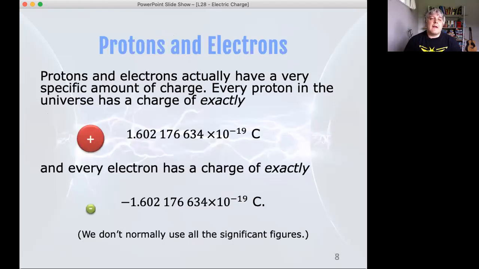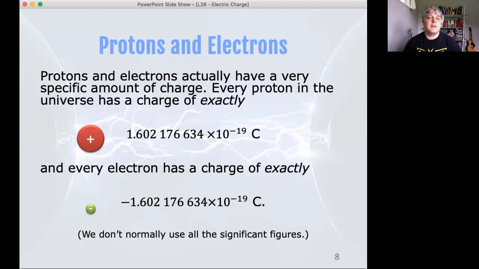Protons and electrons have very specific amounts of charge, very specific, right? This is not a roundabout number. This is exactly this number. This is the amount of charge on a single proton: 1.602176634 times 10 to the minus 19 coulombs. That's it, exactly. There's no uncertainty about what comes after that 4. It stops at the 4. If you keep writing the number, it would just be a continuous line of zeros. That is the exact charge on a single proton.